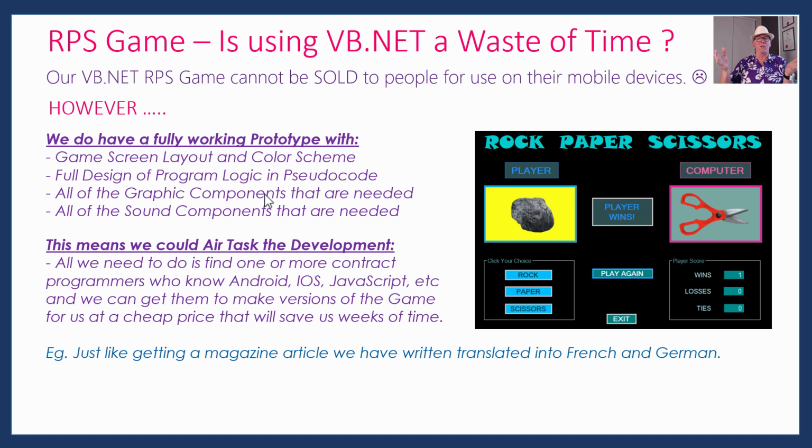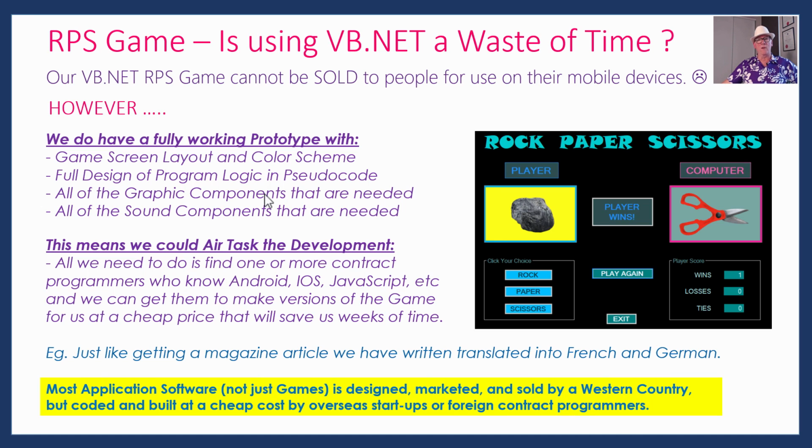So it's like getting a magazine article. We just write it in English, and it's very cheap to get someone to put it into German or French. Actually, you get Google Translate to put it into French, and then you get a French-speaking person actually tidy it up a bit where Google didn't quite get it right. And then it's super, super cheap. So that's how you do it. You don't try and develop them yourselves in complicated environments and languages that need a lot of skills and experience. We can design it here and get someone else to build it cheap. So that's the way it's done. That's the way most application software is done.